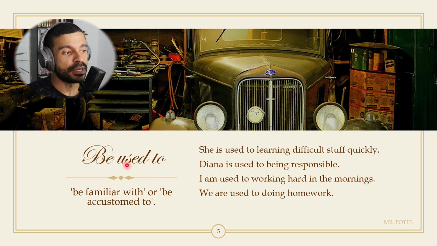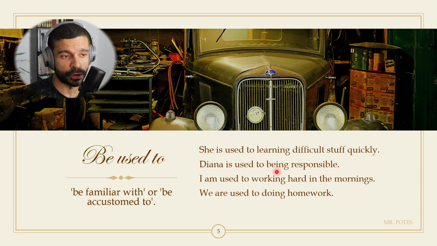Now let's explore be used to, be with the verb to be. So what this means is to be familiar with or to be accustomed to. Examples. She is used to learning difficult stuff quickly. And I want you to pay close attention to the verbs when we use used to with the verb to be here up front. Diana is used to being responsible.